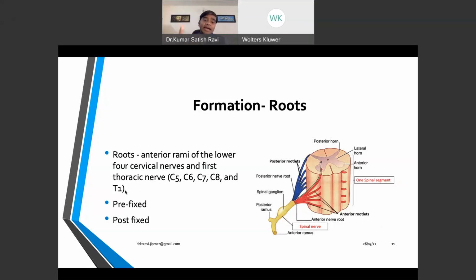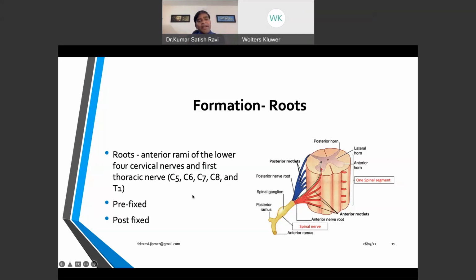I said the upper trunk is formed by the ventral rami of C5 and C6. Then I said the middle trunk is formed by the ventral rami of C7, whereas the lower trunk is formed by the ventral rami of C8 and T1. So once again, the ventral rami of C5 and C6 join to form the upper trunk. C7 will continue as the middle trunk, whereas C8 and T1 join to form the lower trunk.